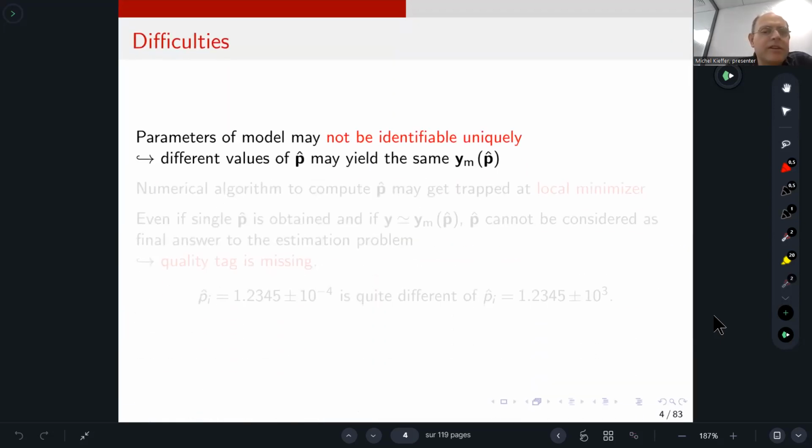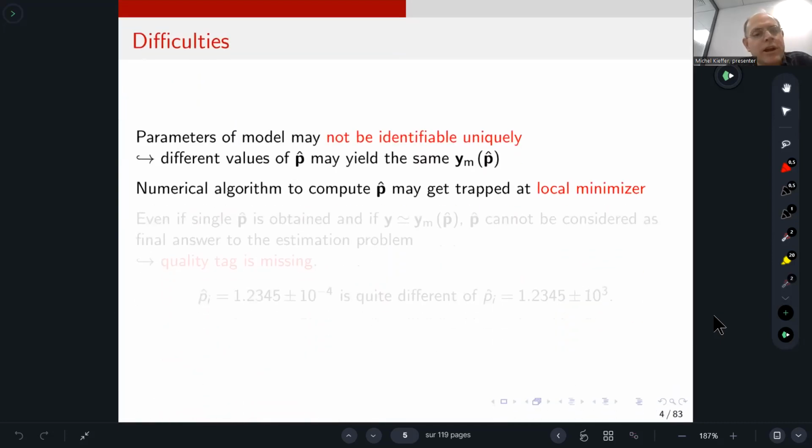The main difficulties are several. First, in some situations, the parameters of the model may not be identifiable uniquely. This is when you have only local structural identifiability or non-identifiability issues. This can be observed when you have different values of P hat which lead to the same value of the model output.